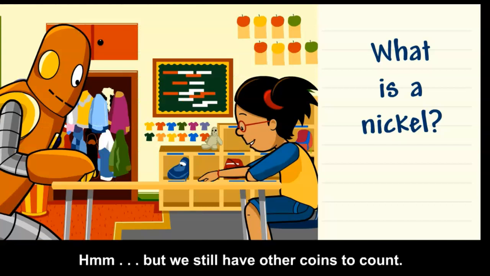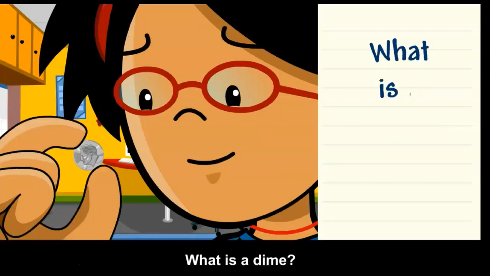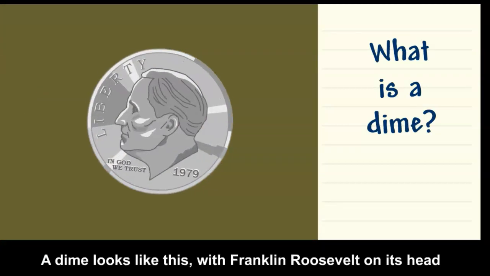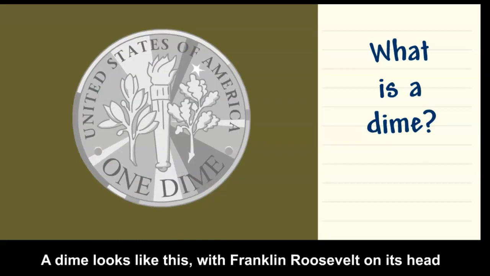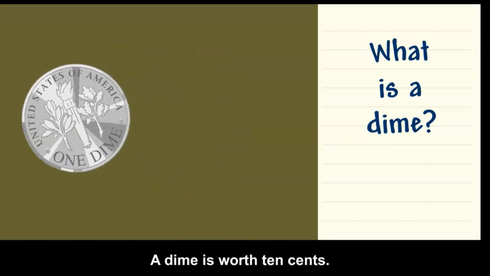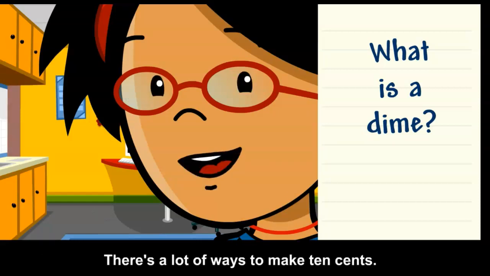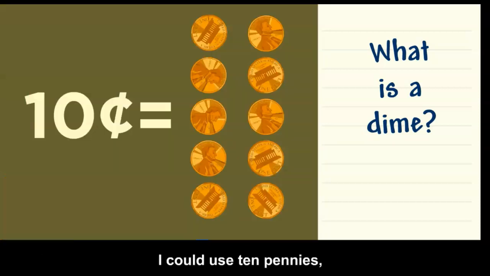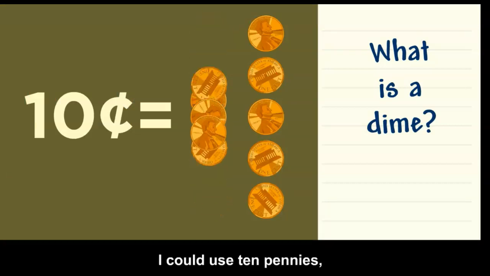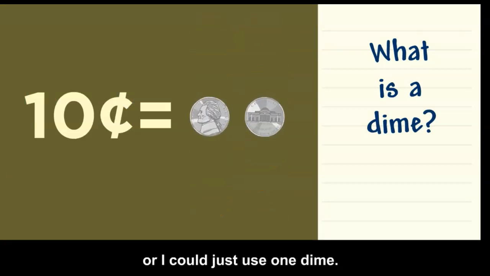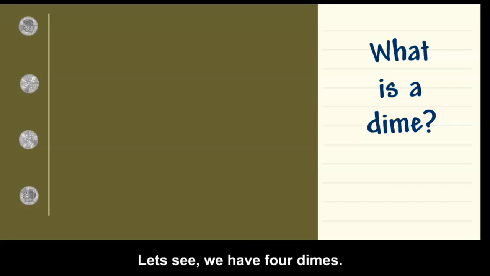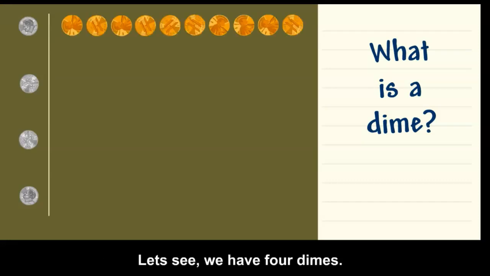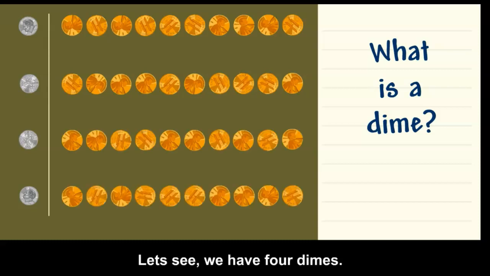But we still have other coins to count. What is a dime? A dime looks like this, with Franklin Roosevelt on its head, and a torch on its tail. A dime is worth 10 cents. There's a lot of ways to make 10 cents. I could use 10 pennies, or I could use 2 nickels. Or I could just use 1 dime. We can count by tens to figure out how much our dimes are worth. Let's see. We have 4 dimes, so that's 10, 20, 30, 40 cents.